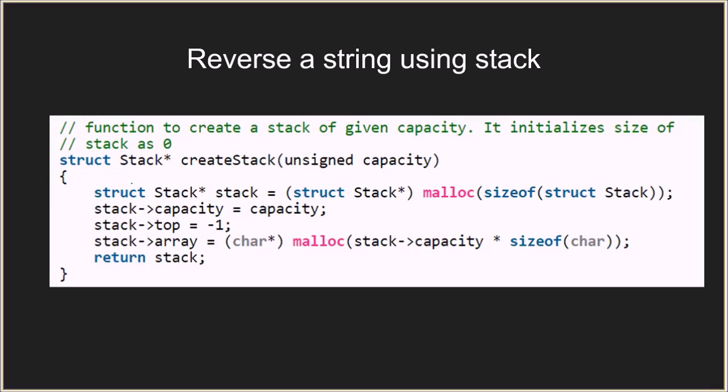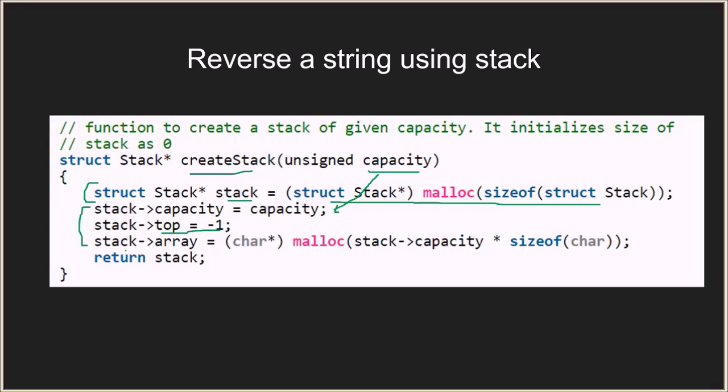Now here we see a function createStack, which takes the capacity as an argument. Inside this function, we are going to initialize a stack. First of all, we create a variable, Stack star stack, and we allocate the memory. Then we initialize its three properties. The capacity is set to the capacity which was passed to us as an argument. Then the top is initialized to -1, which means that the stack is right now empty.